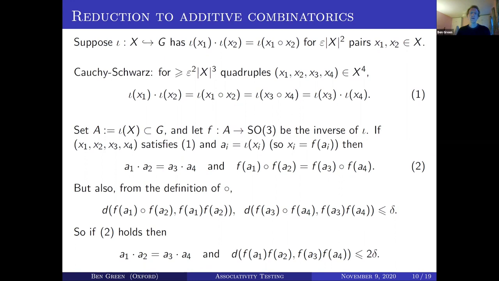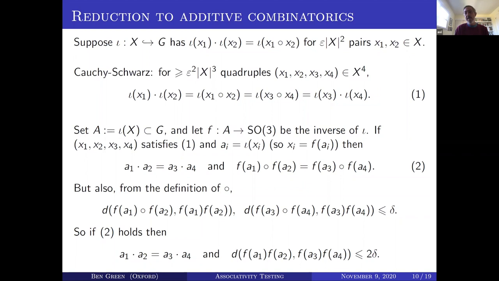So this is really nothing more than Cauchy-Schwarz and the definition, and that is how we reduce things to a problem that at least looks like the kind of thing that people in additive combinatorics think about. So just back to the additive combinatorics, there you would have an approximate homomorphism where delta would be zero. That's the typical situation in additive combinatorics. For a large fraction of pairs, quadruples, you would have F looking like a homomorphism, but not for all.